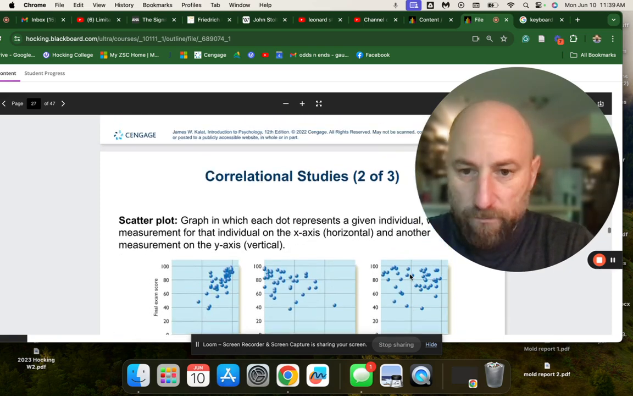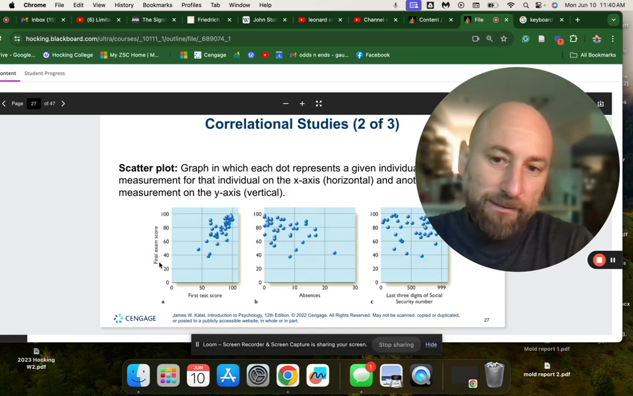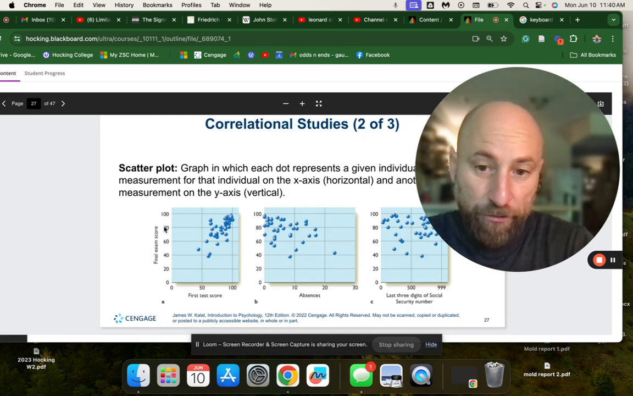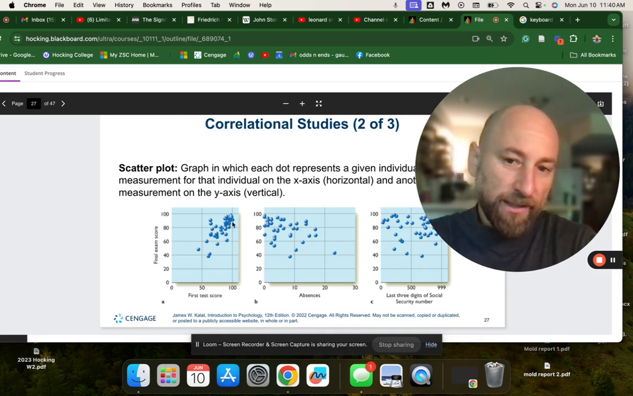Okay. So what you see here is this y-axis is measuring final exam score. And we've got 3 different x-axes. So first test score. So there's a positive correlation between our first test score and our final exam score, right?